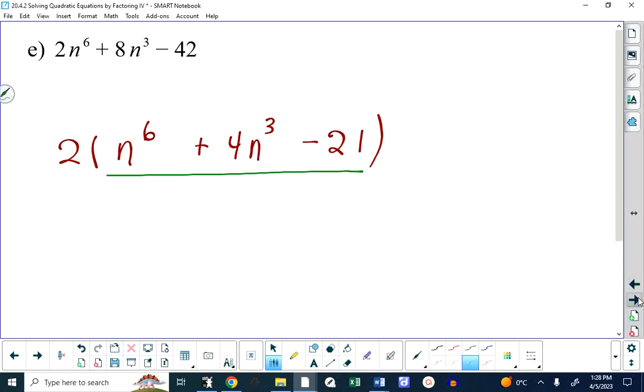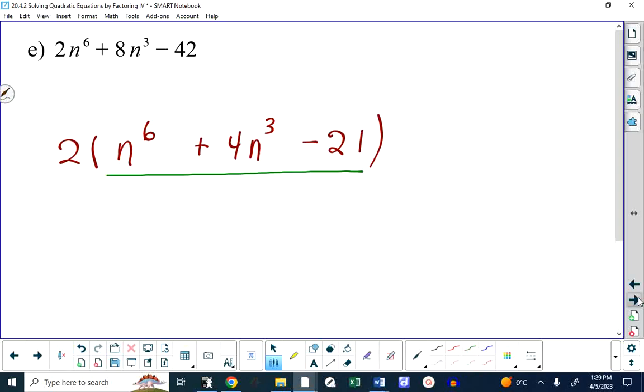So why can we consider n to the 6 plus 4n to the 3 minus 21 to be quadratic? Aoki? The first exponent is double the second one. Perfect. And since exponents are always whole numbers so far in your high school math, that means if the first is double the second, the first is even. So 6 is an even number, half of 6 is 3.